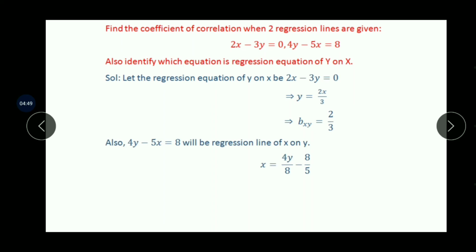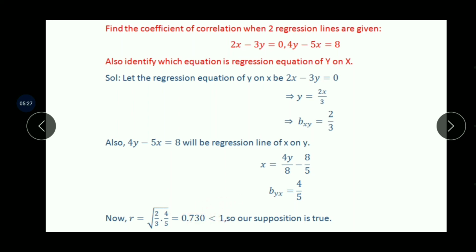Similarly, if this is the regression equation of y on x, then the other equation will be the regression equation of x on y. After solving it, I get this, and the coefficient of y is bxy. So byx is equal to 4 by 5. So I got bxy, I got byx. By multiplying them, I can find my coefficient of correlation. So the coefficient of correlation is equal to under root 2 by 3 into 4 by 5. After solving it, I get 0.730.